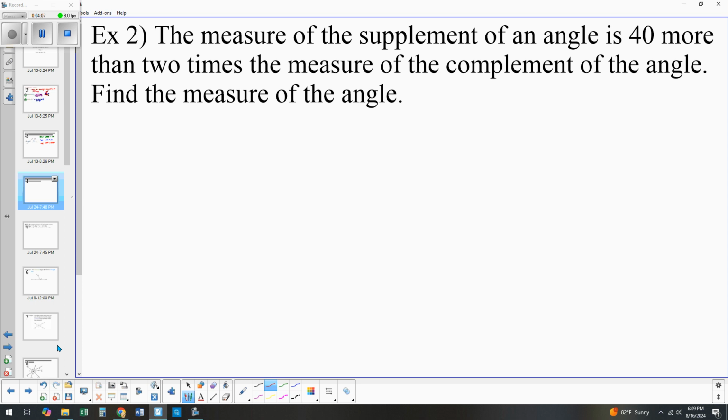In example 2, the measure of the supplement of an angle is 40 more than 2 times the measure of the complement of the angle. So we have an angle, right? Let's figure out how to write this. We have an angle, it's x. The complement of the angle, let's make it equals, is y. And we know that x plus y equals 90, because complementary angles add to 90.